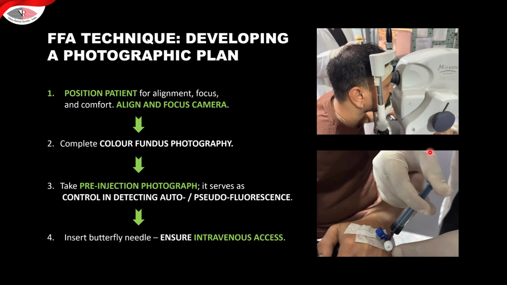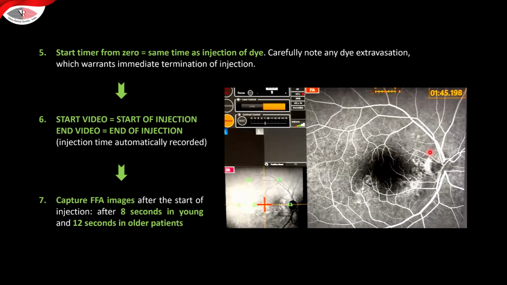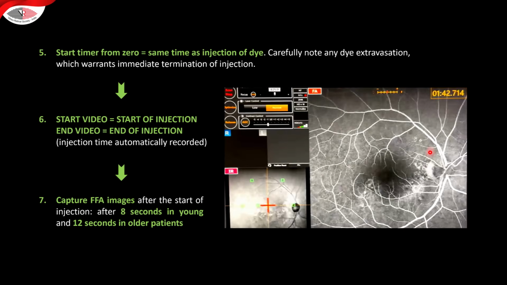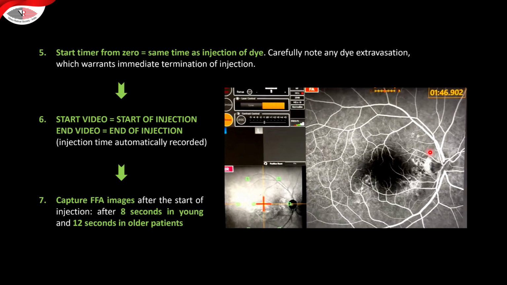You insert the butterfly needle and ensure that it's got an intravenous access. Start the timer from 0 and at the same time start the injection of the dye. Carefully note any dye extravasation which warrants immediate termination of the injection.